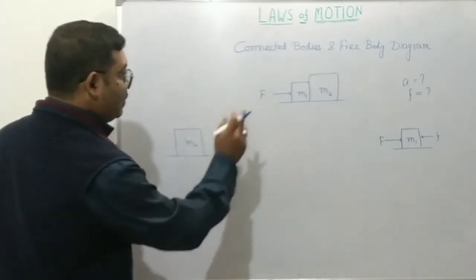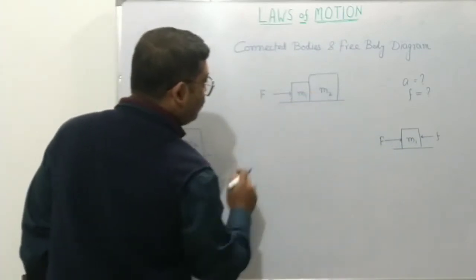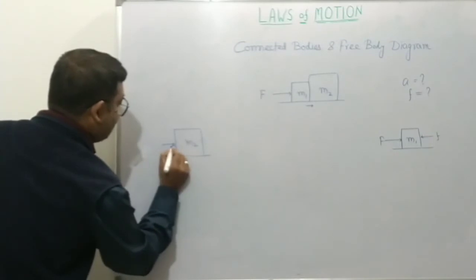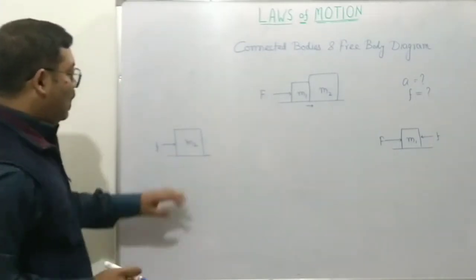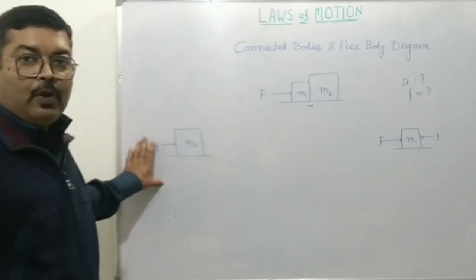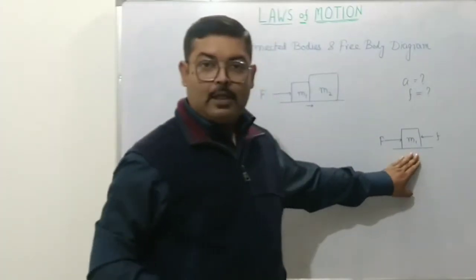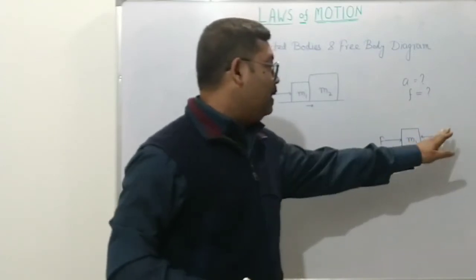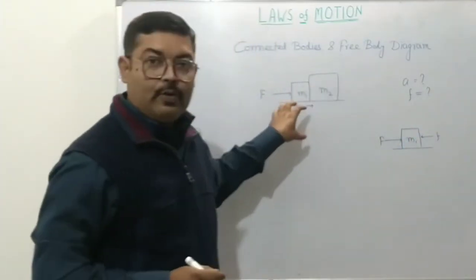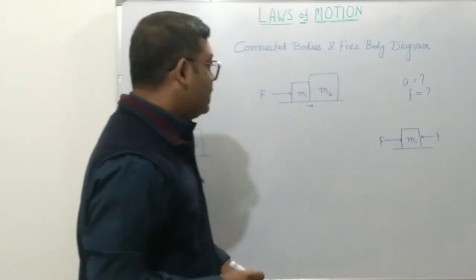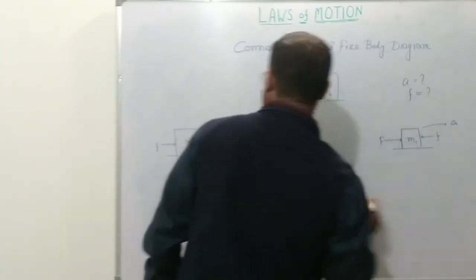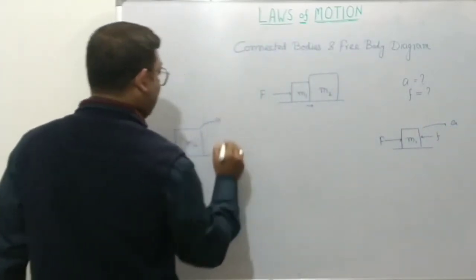Second, for M2, what are the different forces? Now for M2, there is only one force, that is the action force from M1 to M2. That will be in this direction and that will be small f. Now this force alone will be responsible for the acceleration of M2, whereas M1's acceleration is the resultant of F and small f. Now since these bodies are connected together, their acceleration will be the same, that is the acceleration of M1 will be A, and the acceleration of M2 will also be A.